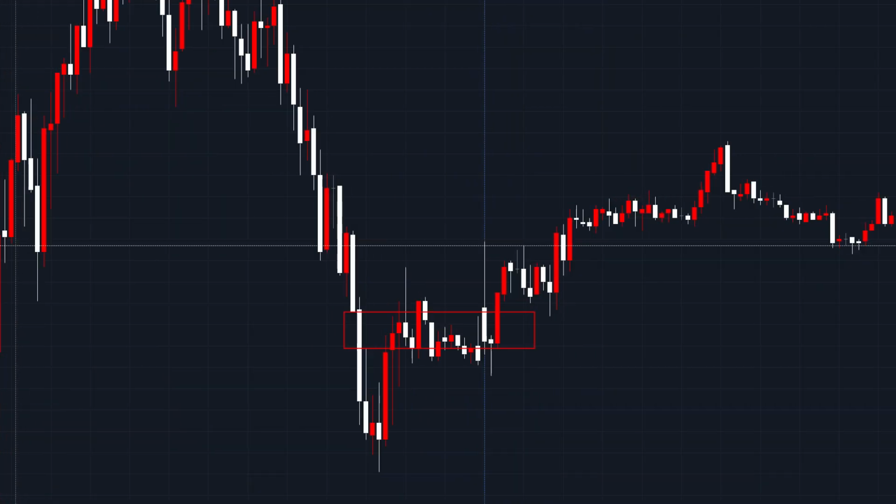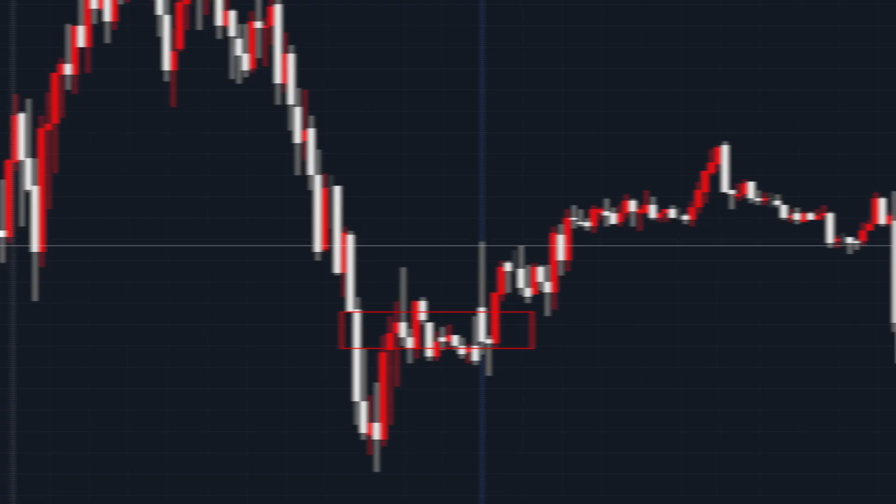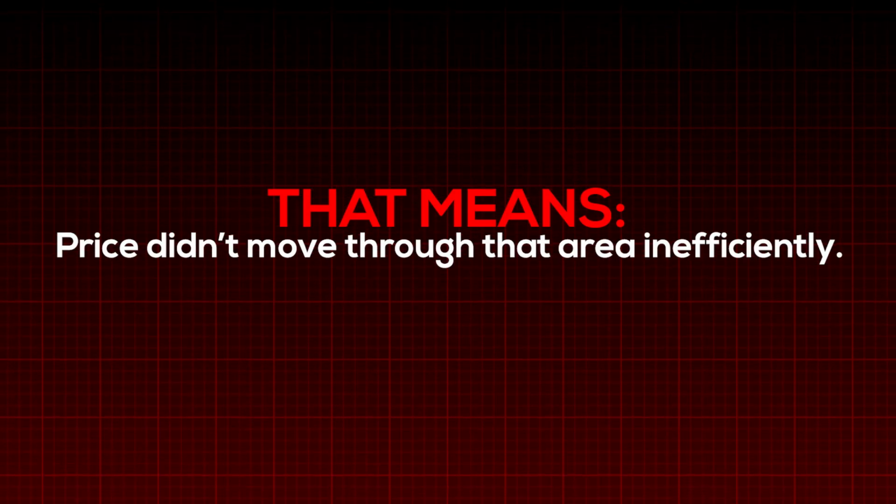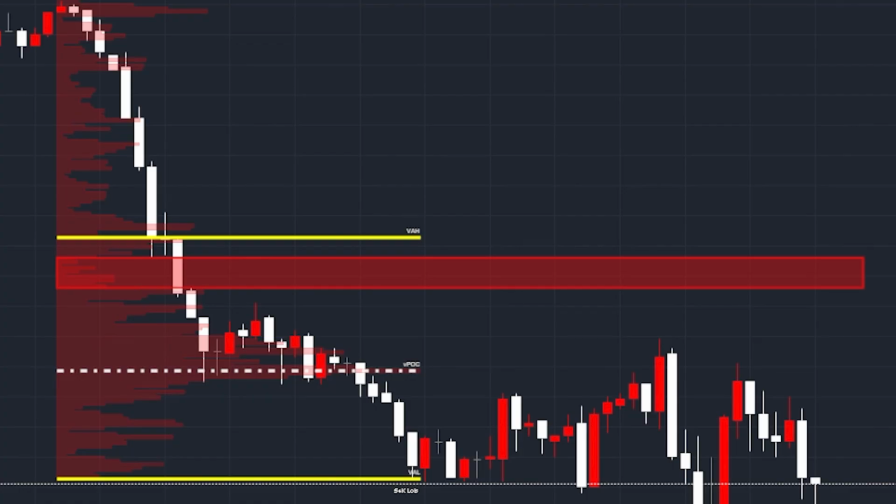On a candlestick chart, it might look like an imbalance. But when you check the volume profile, you may not see a true low volume node. That means price didn't move through that area inefficiently, it simply moved. Let's look at this example.